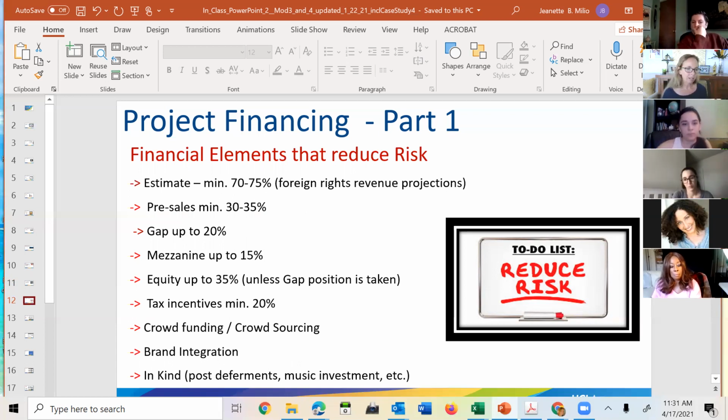We want to see that our estimates from international somehow hit the 70% mark, if possible. If that's not possible, we need to find non-recoupable finance sources that manage this out. We want to see somewhere around 30% in pre-sales. We want to see our bank giving us a gap loan of 20%. The gap loan is the loan that the bank will give you based on the unsold rights.